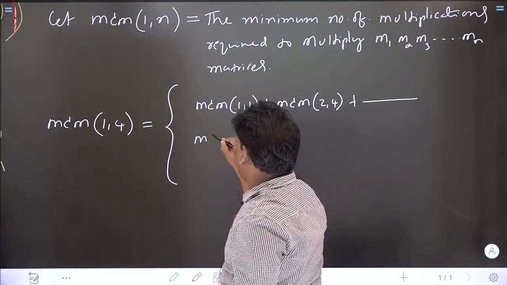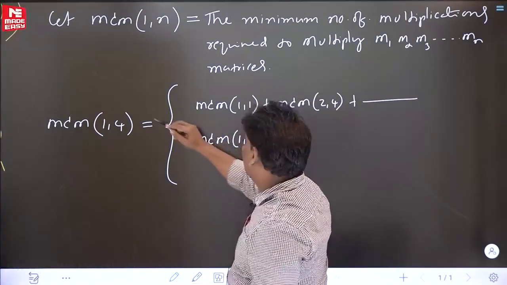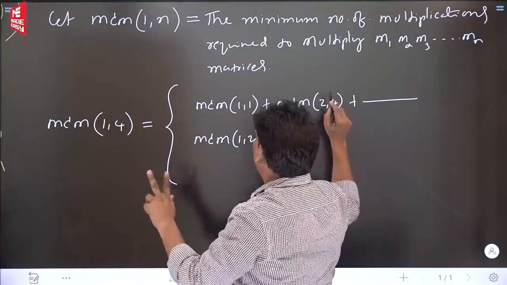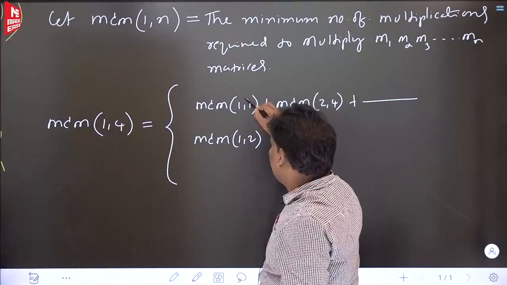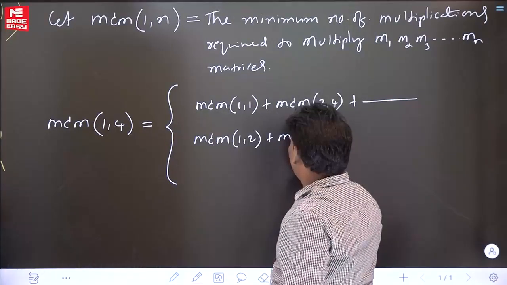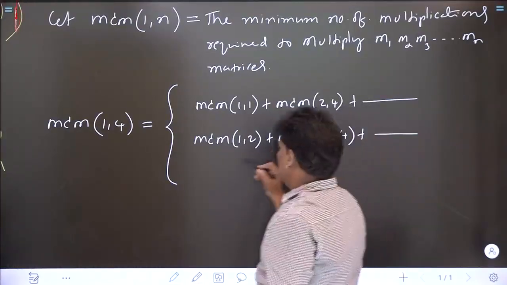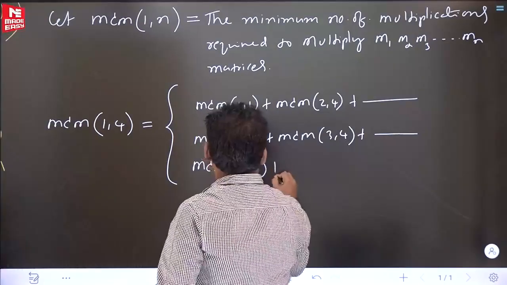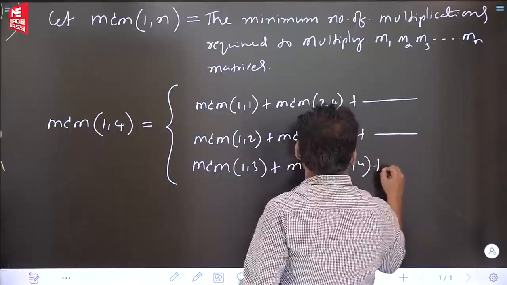Next one. MCM of first 2. Slowly, see, you have to divide these 4 into 2 groups. Left something, right something. But one thing, every group contains at least one matrix, order cannot change. So first group contains 1, next group contains the remaining. First group contains 2, next group contains the remaining. Remaining means how many? MCM of 3 to 4. Plus this. One more, MCM of 1 to 3, plus MCM of 4 to 4. So like this.